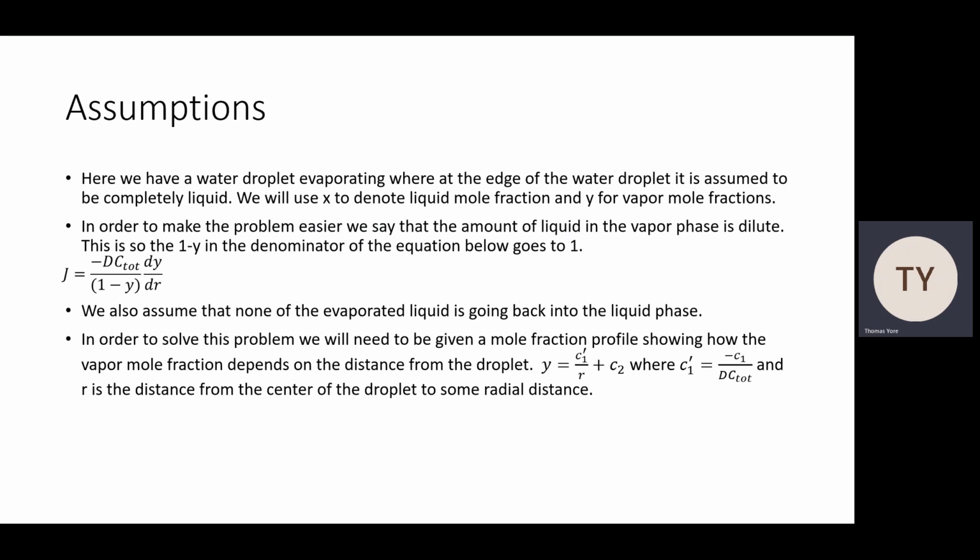And also, in order to solve this problem, we will need to be given a mole fraction profile showing how the vapor mole fraction depends on the distance from the droplet. And for this problem, it is not linear. The mole fraction profile is not linear. It is defined as y equals C1 prime over r plus C2, where C1 prime equals negative C1 divided by D times the total concentration. And r is the distance from the center of the droplet to some radial distance.